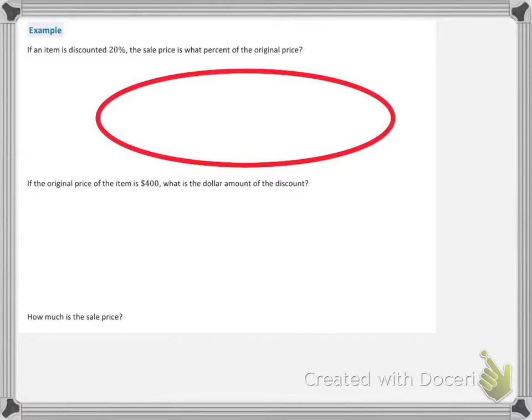All right, here's the example. If an item is discounted 20%, the sale price is what percent of the original price? Well, to think about this, I want to use this oval. We can think of it as being a whole, the whole thing. So this oval would be 100% of our space, the space inside of the oval. That is 100%. If we discount the item, that means that there's going to be a percent that we pay.